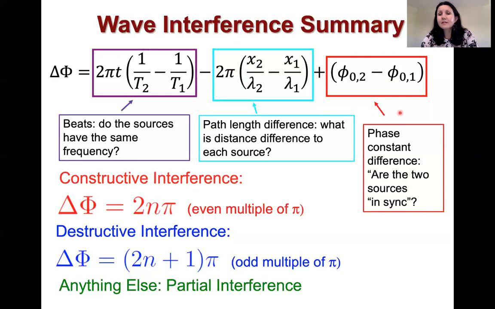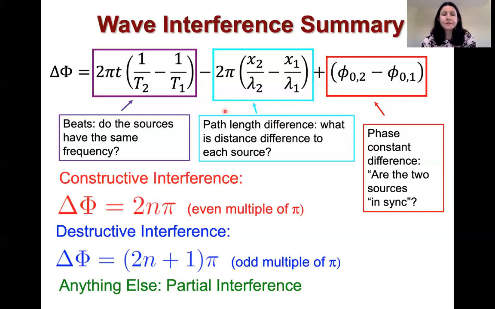And then finally, there's one more term that has to do with the phase constant difference, which is basically asking the question whether the two sources are synchronized or not. So if the two sources are producing crests at the same exact time, they're in sync, but if one is producing a crest while the other one is producing a trough, that means that they're out of sync, and the phase difference is exactly half a cycle, which we represent as pi. Of course, these are not the only two examples. You can have two sources that are, let's say, pi over 4 out of sync and so on.